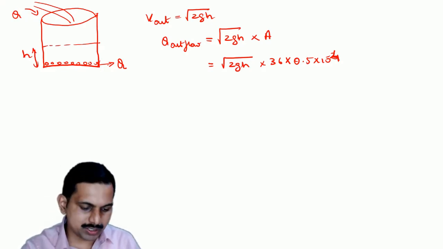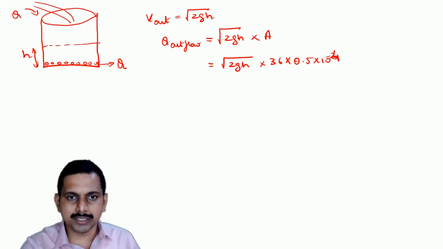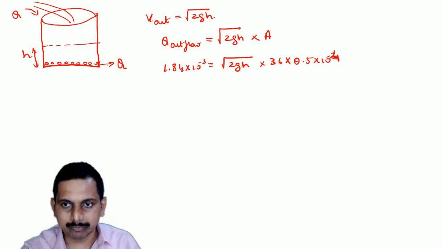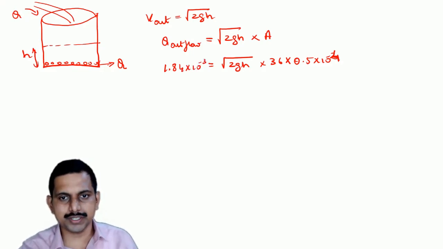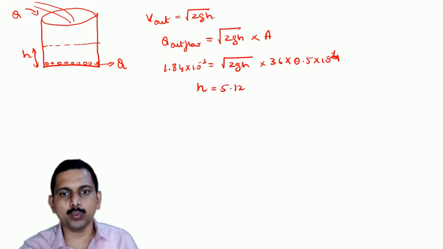Now doing this, Q outflow is how much? It is given as 1.84 into 10 power minus 3. Now solving this, I got height is equal to 5.125 meters. So this is the height to which the water will be there, okay?